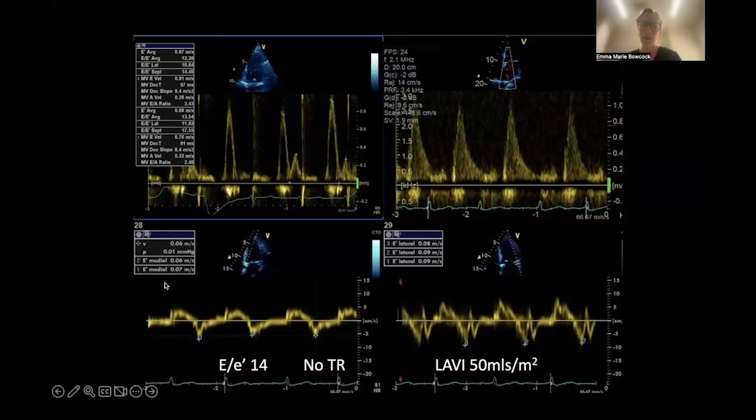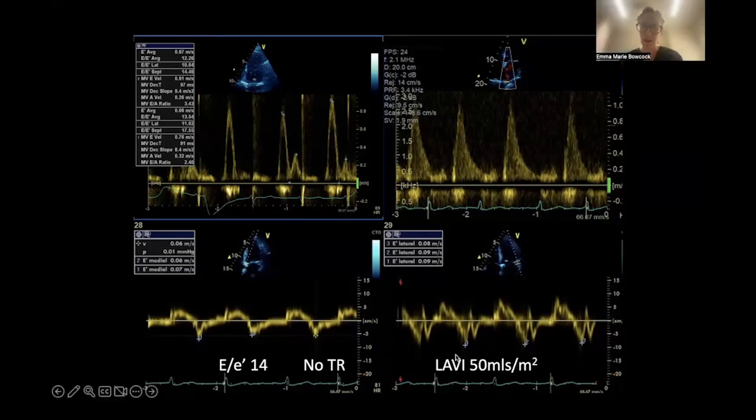And what are your normal values for medial and lateral E prime? I know we've just gone over it, but just to re-emphasize. Yeah, medial E prime more than 7, and lateral more than 10 is normal. Yeah, centimeters per second. Very nice. Centimeters per second. Yeah, good.